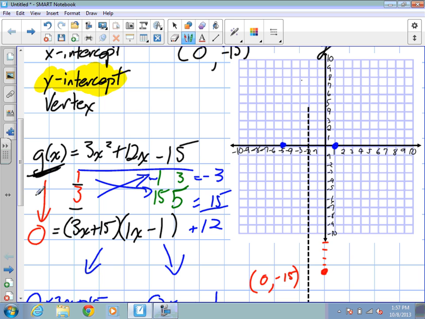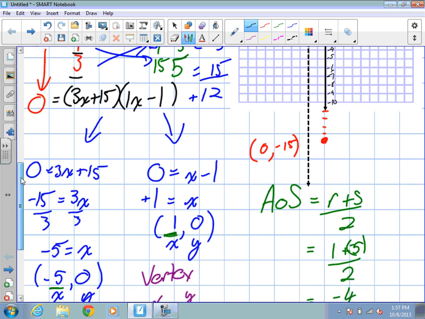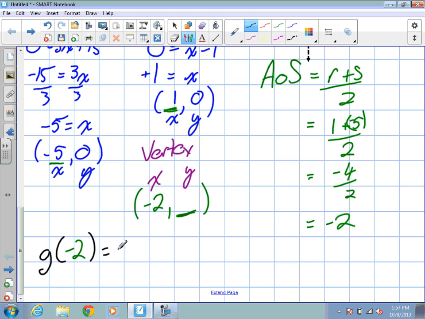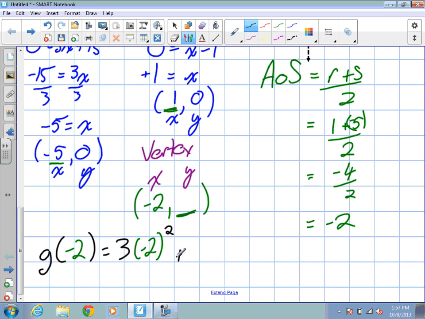So we'll plug it back into the standard. And again, you can do either form. We're going to find g of negative 2. Remember in chapter 1 doing something like this? The original equation read 3x squared, so it's going to be 3 times negative 2 squared, plus 12 times x. X is replaced by negative 2, and it was minus 15? Negative 15. Great. So now we're plugging in negative 2 to help us find the y coordinate.